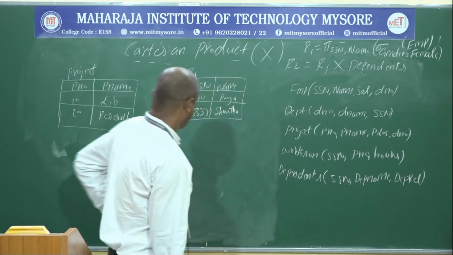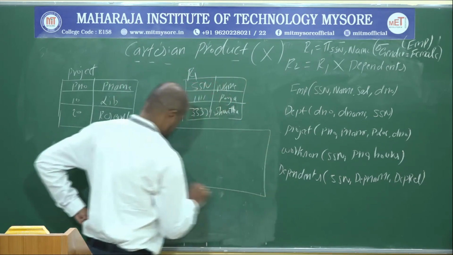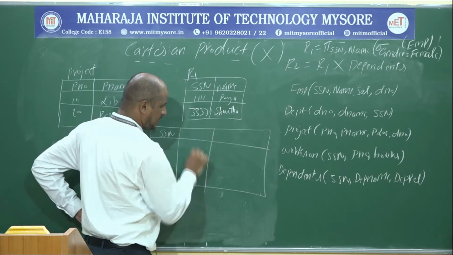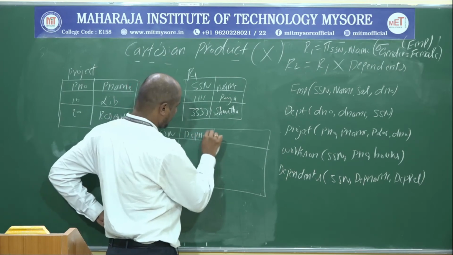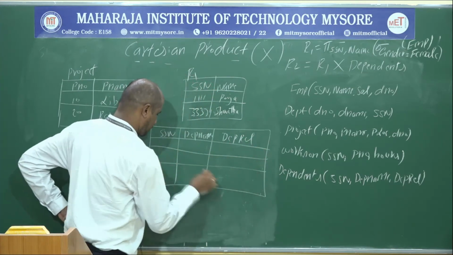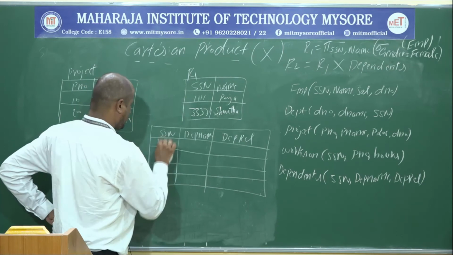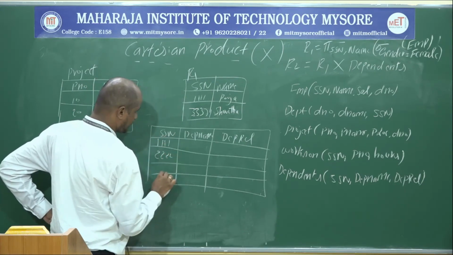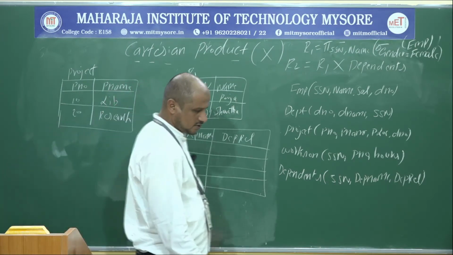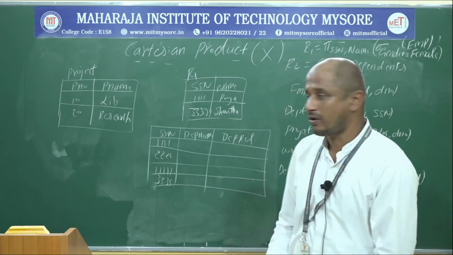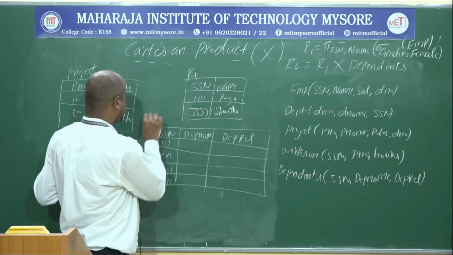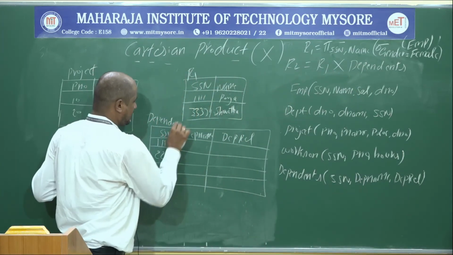So I need to search dependents. The dependents table may contain something like this: SSN, dependent name, then dependent relation. Maybe I have four tuples: 1 1, 1 1, 2 2, 2 2, then maybe 1 1 repeated, and 3 3 3. Okay, these are the details contained in the dependents table. I don't want to fill in the entire thing; it may be easier to find in the dependents table.